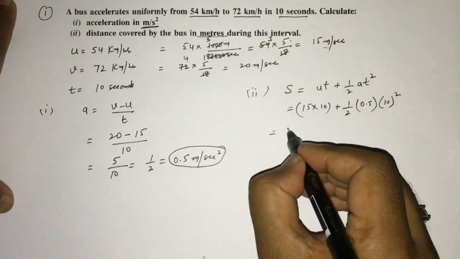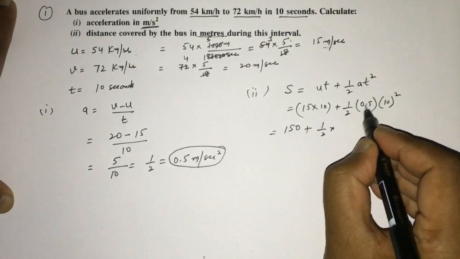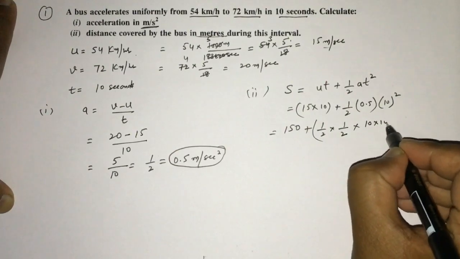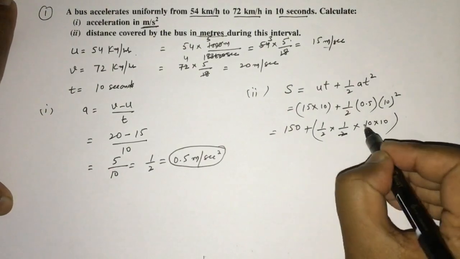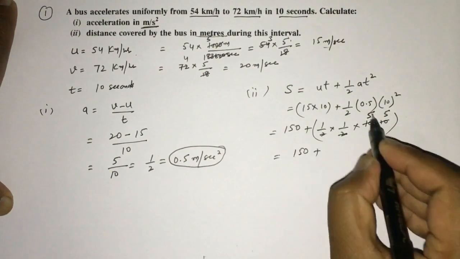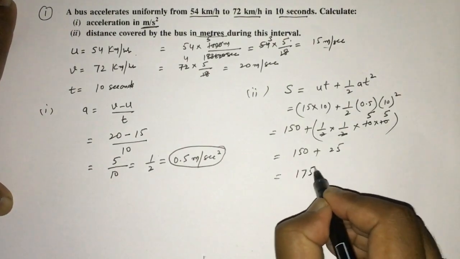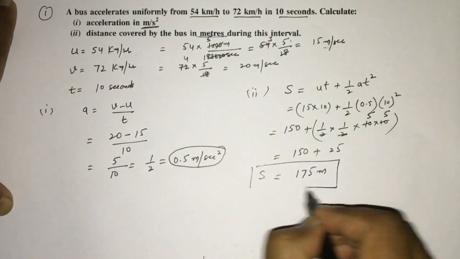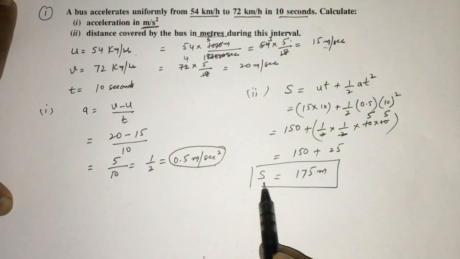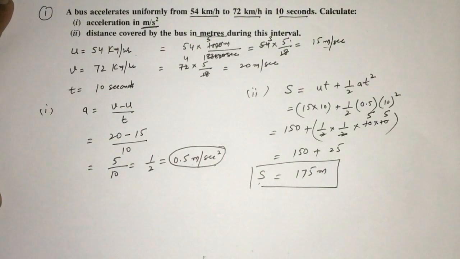Clear? Now solving it, we have 150 plus 1 by 2, 0.5 is also 1 by 2, into 10 into 10. So we have 5 into 5, which is 25, 150 plus 25, which is equal to 175 meters. So the acceleration in this question becomes 0.5 meter per second square and the distance traveled is 175 meter. Clear?